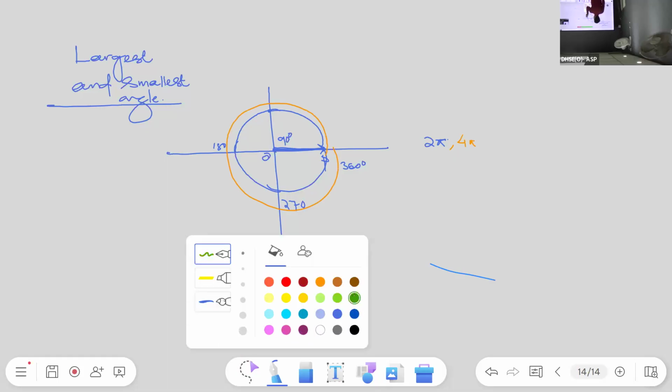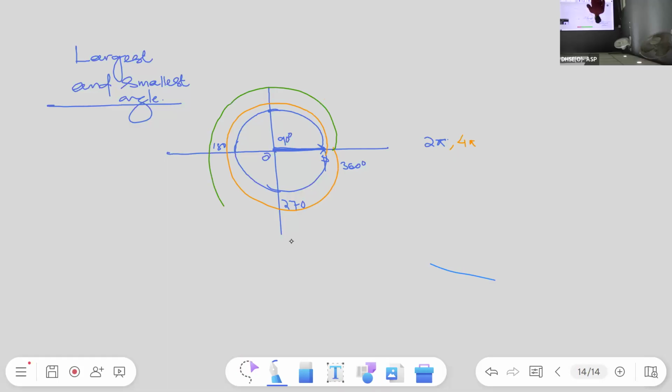If it completes the third revolution, then the angle subtended at the center will be 6 pi. So after one complete revolution, the angle is 2 pi. After two complete revolutions, the angle is 4 pi. After three complete revolutions, the angle will be 6 pi. Similarly, after n complete revolutions, the angle will be 2n pi. What is n? n is the number of complete rotations.